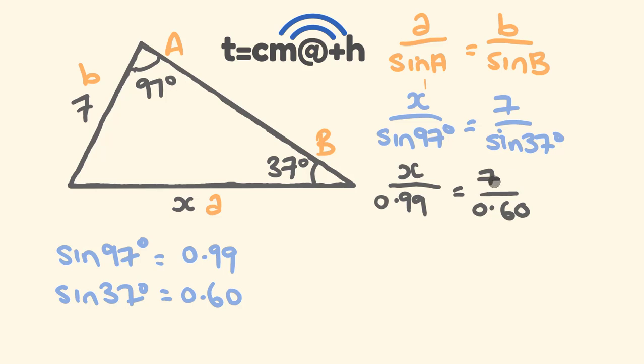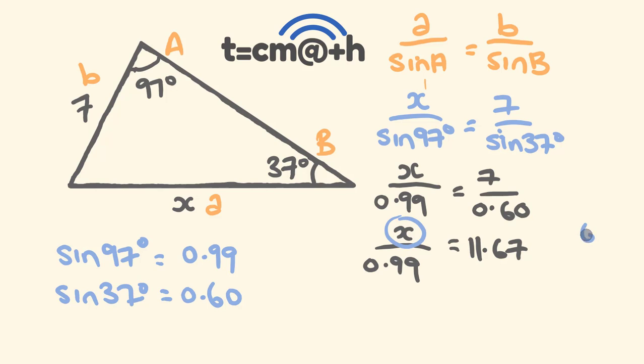All right, we can solve this particular part here, 7 divided by 0.60. So x over 0.99 is going to equal whatever 7 divided by 0.60 is, which is 11.6666, 11.67. All right, what do we do now to find x? This is what I usually do. I've done this on other videos.